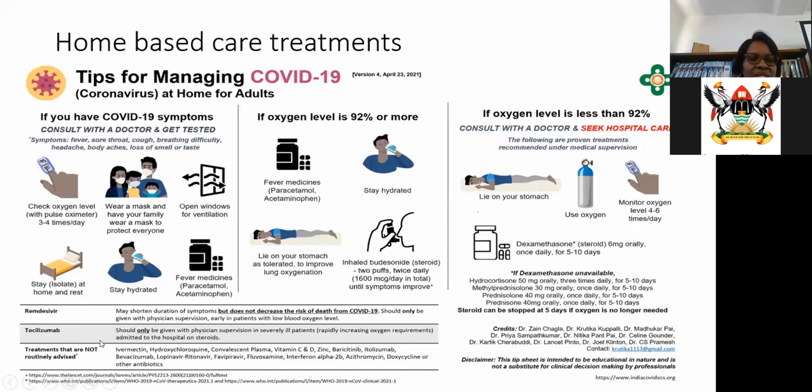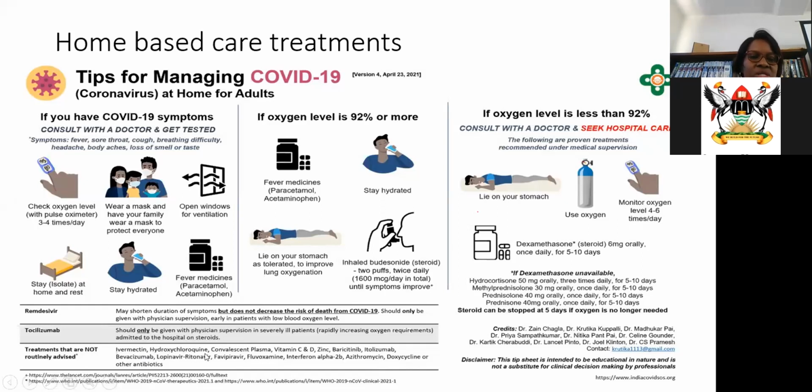Drugs like ivermectin, there's literature on ivermectin that has shown that it's not beneficial. There's an ongoing clinical trial here in Entebbe Hospital for ivermectin for treatment of COVID-19. So we wait to hear their results, but it's currently not part of our treatment guidelines.